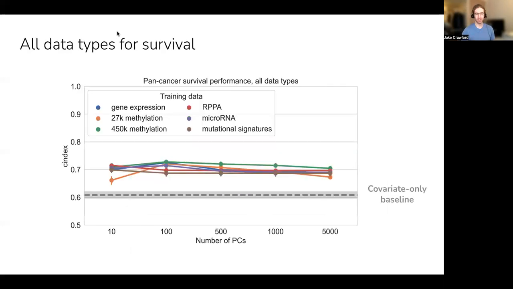So again, we can throw in all data types. In this case, the covariate-only baseline does a little bit worse on the reduced set of samples. But we can again see that all the data types are clustered pretty closely together. So there's not really a right choice here. They all give comparable performance in this case, similar to what we saw for mutation prediction.